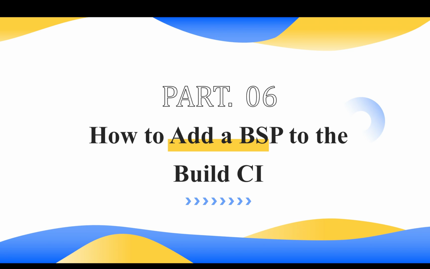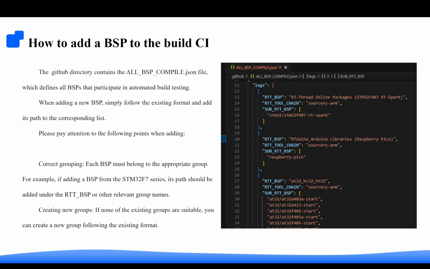Next, I'd like to share how to incorporate a new board support package into the automated compilation and testing process. The first step is to modify the all_bsp_compile.json file located in the .github directory of the project. This file defines the CI build matrix, that is, the list of all BSPs that need to participate in the automatic compilation and testing. To add one, simply add the path of the new BSP to the corresponding category list according to the existing JSON format in the file.